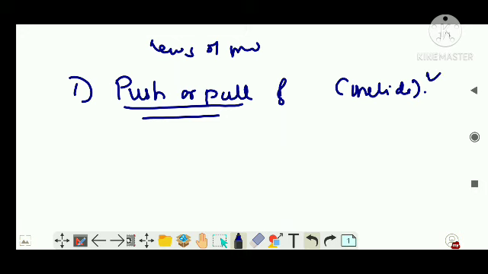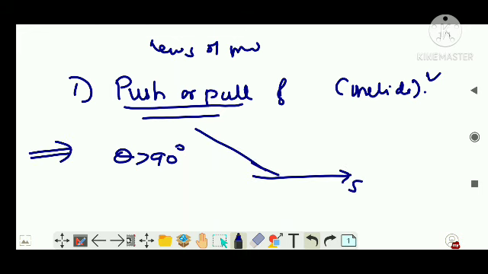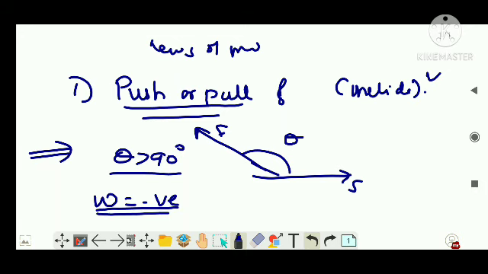Now let's move on with work, energy, power. Suppose theta is greater than 90 degrees. That is, if the displacement is in this direction, the force is in this direction. This is an obtuse angle. So when it is greater than 90 degrees, work is negative, because cos of angles more than 90 degrees will be negative values. Clear?